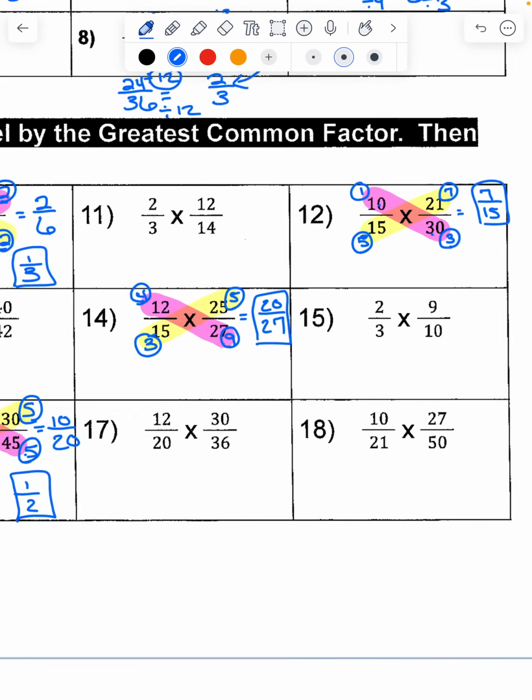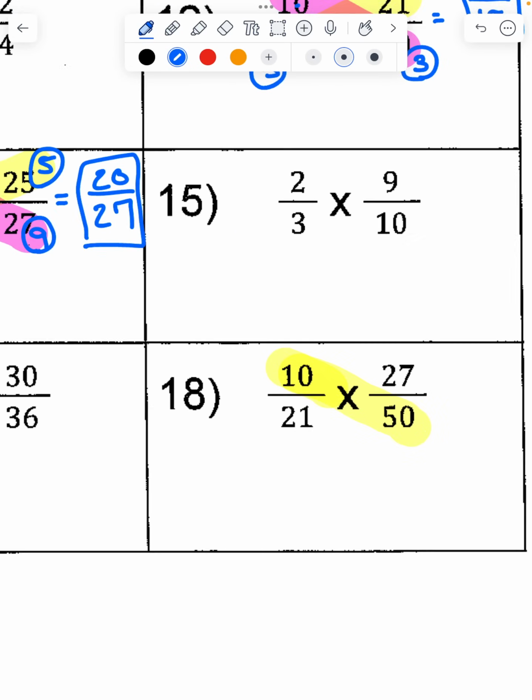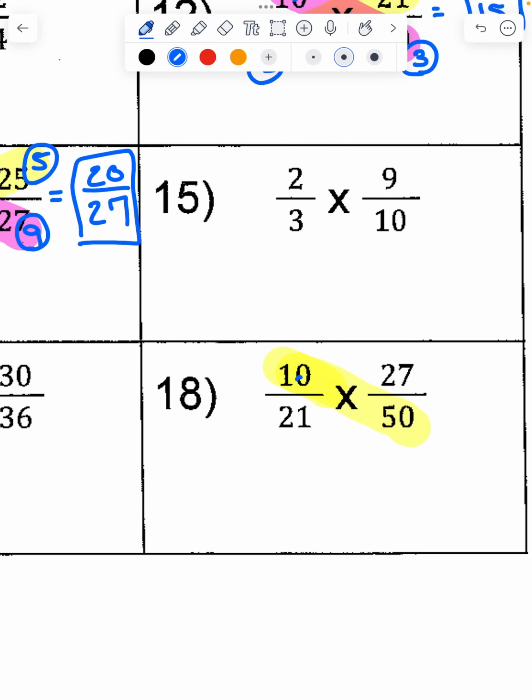Okay, let's look at 18. Again, let's look diagonal. Going this way, the largest number that goes into both 10 and 50 would be 10. That 10 goes into the 50 evenly. So 10 goes into 10 once, and 10 goes into 50 5 times.